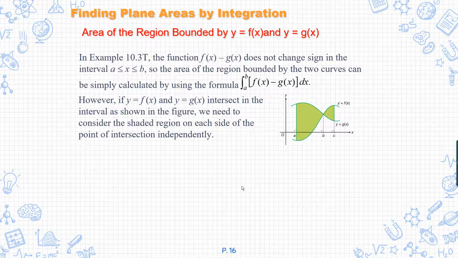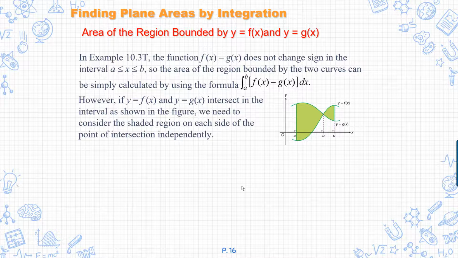Another shortcut that you can quickly use is, irrespective of whether f(x) is above g(x) or below g(x), you don't bother about it. You just do integral a to b of f(x) minus g(x). If this value is positive, that's your answer. If this value is negative, just take the modulus of it. That means just take the positive absolute value of this answer.